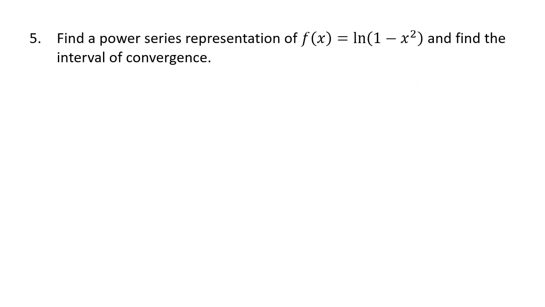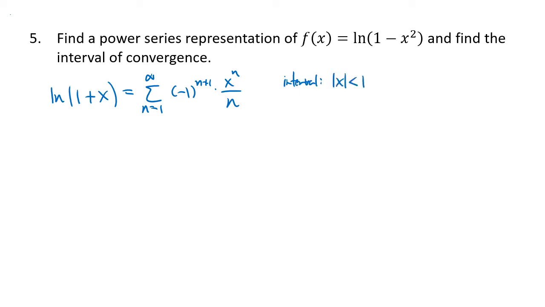For this problem, we're being asked to find a power series representation of the function f of x equals natural log of 1 minus x squared, and we want to find the interval of convergence. What we learned in class is that we have a power series representation for the natural log of 1 plus x, and this looks like the sum as n goes from 1 to infinity of minus 1 to the n plus 1 multiplied by x to the n divided by n. We got that by integrating a version of our geometric series. And the interval of convergence is that the absolute value of x needs to be less than 1.